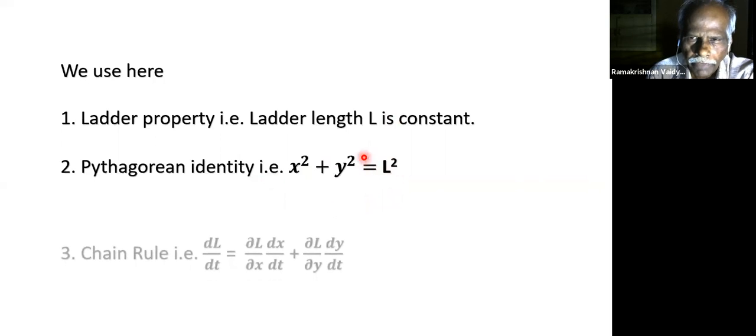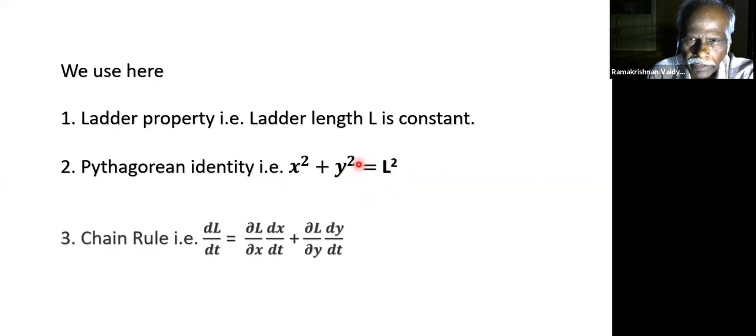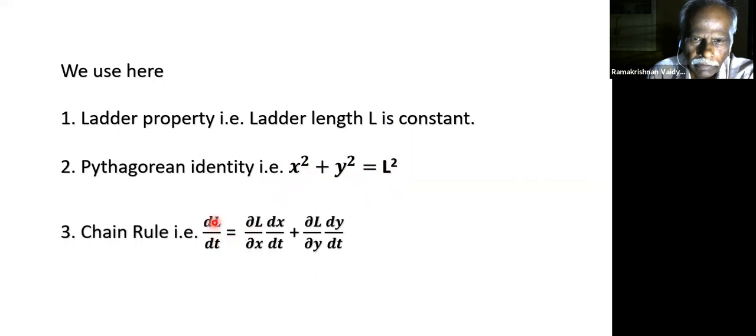And then we are going to find the differential in terms of partial derivatives, and the chain rule is used. The chain rule is given by dL by dt is equal to dou L by dou x into dx by dt plus dou L by dou y into dy by dt. Please note I have used dx by dt and dy by dt because x is a function of only time, y is a function of only time. If it's a function of some other variable also, then I have to use dou x by dou t and dou y by dou t.